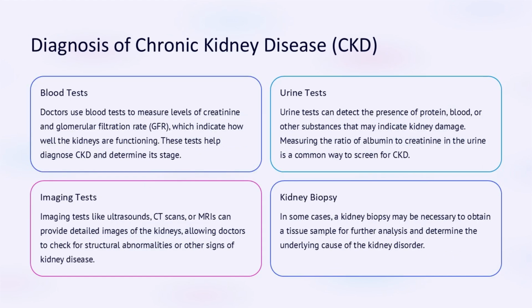Chronic kidney disease, CKD, is a serious condition that occurs when the kidneys become damaged and can't filter waste and excess fluid from the blood effectively. Doctors use several tests to diagnose CKD and determine its stage. Blood tests to measure creatinine and glomerular filtration rate, GFR. These indicate how well the kidneys are functioning. Urine tests to detect protein, blood, or other substances that may signal kidney damage. Imaging tests like ultrasounds, CT scans, or MRIs to check for structural abnormalities in the kidneys.